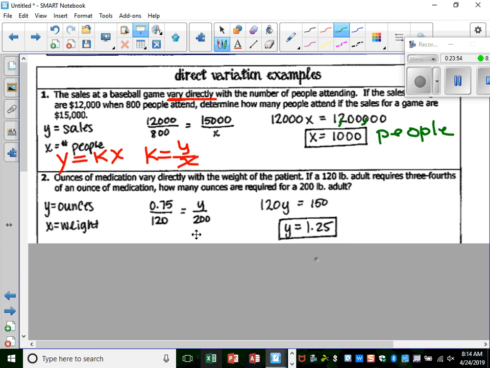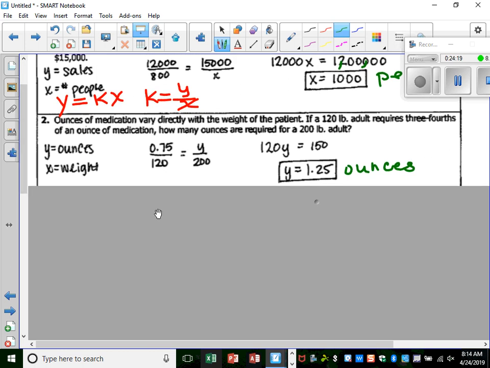So pounds is at the bottom. And then we cross multiply. 120 times Y is 120Y. 200 times 0.75 is 150. Divide by 120, you get 1.25, and that should be ounces. Okay, so make sure you add that in there. All right.